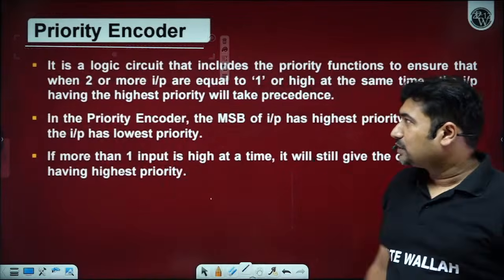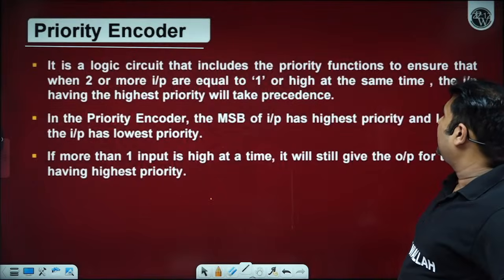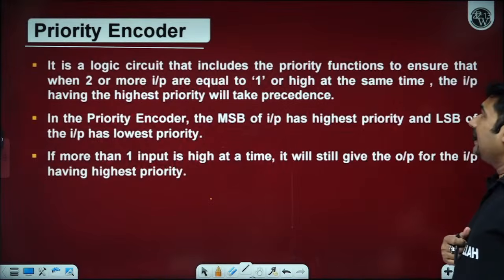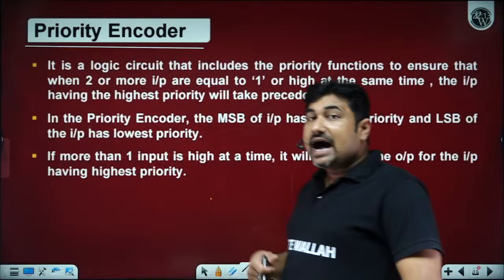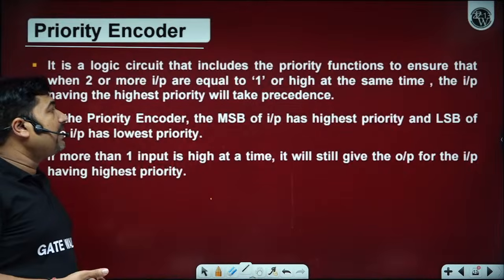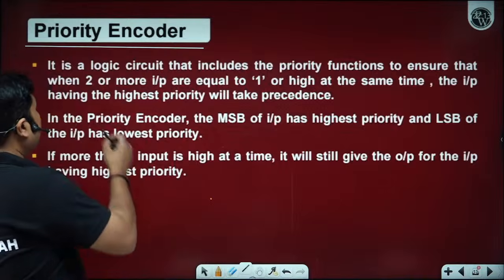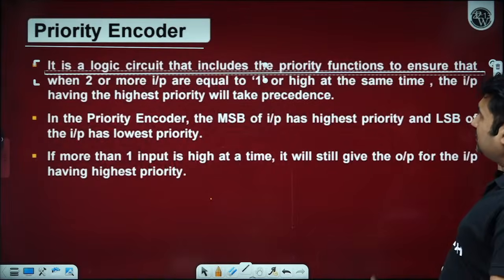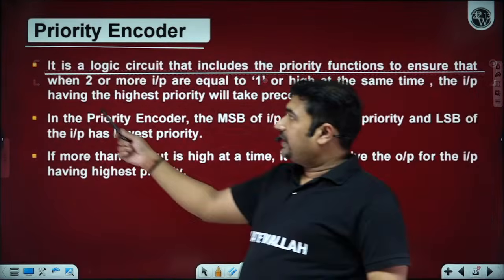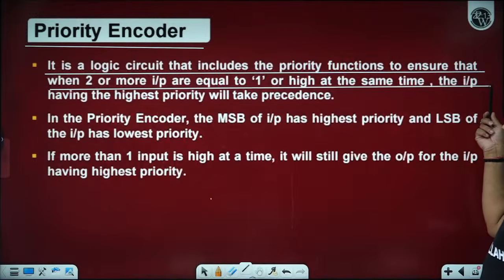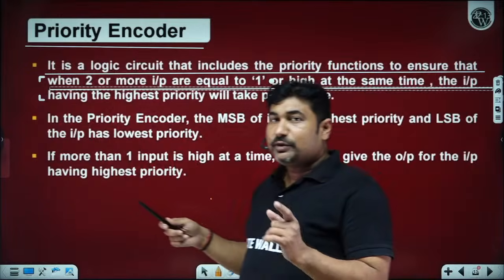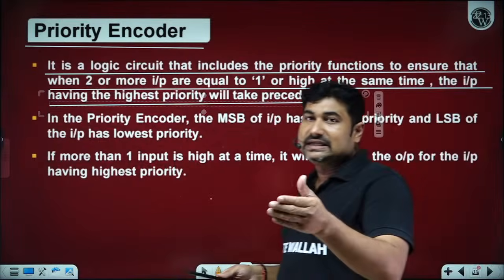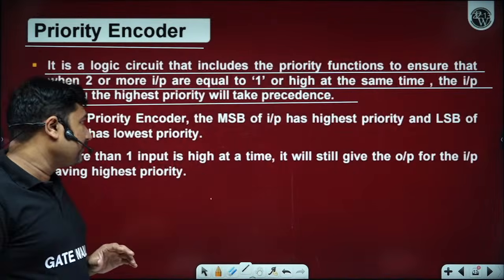Priority encoder: it is a logic circuit that includes the priority function to ensure that when two or more inputs are equal to 1 or high at the same time, the input having higher priority will take preference. How many of you are able to understand? It is a logic circuit that includes the priority function to ensure that when two or more inputs are high at the same time, the input having higher priority will have higher preference and will take precedence. Is it okay? Yes, sir.